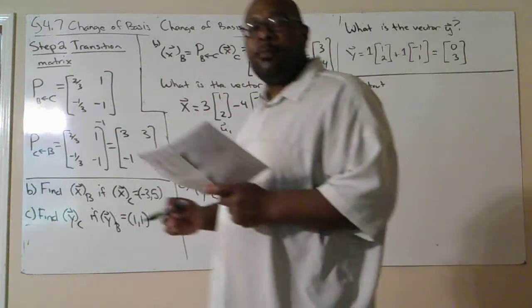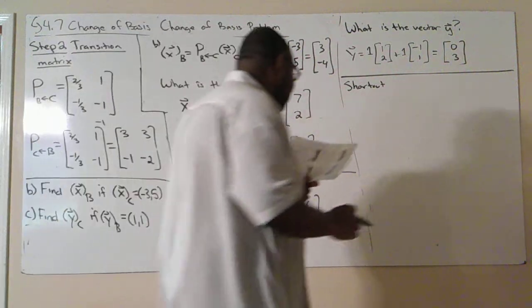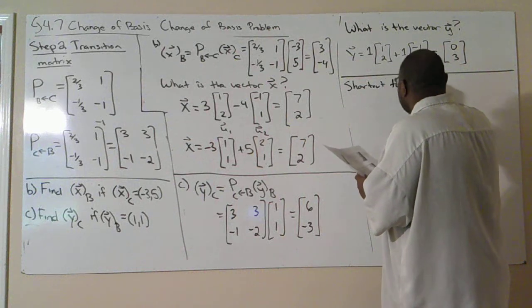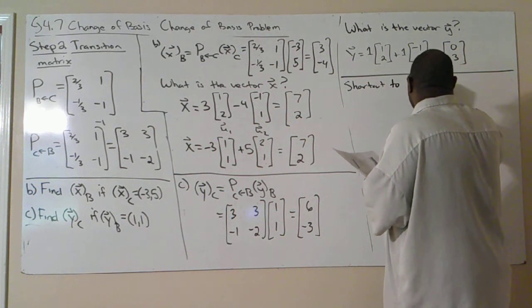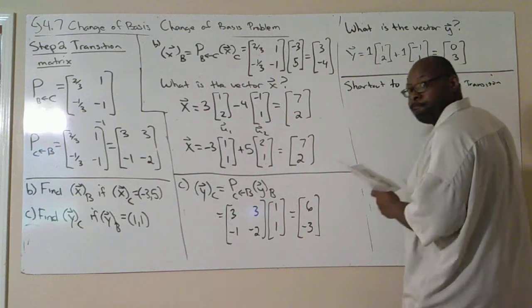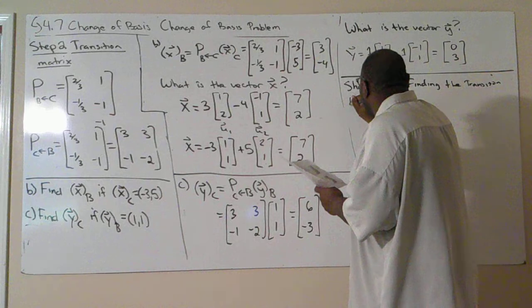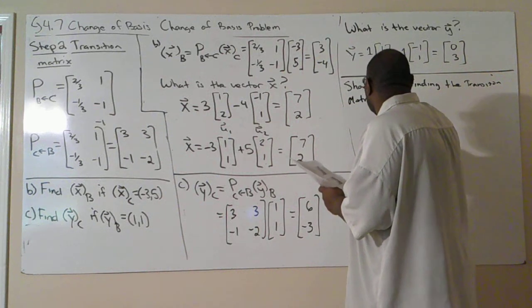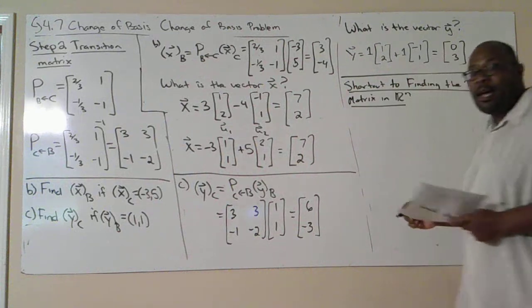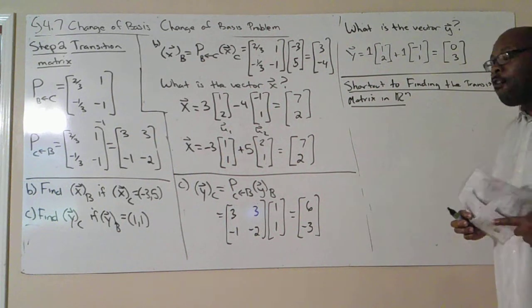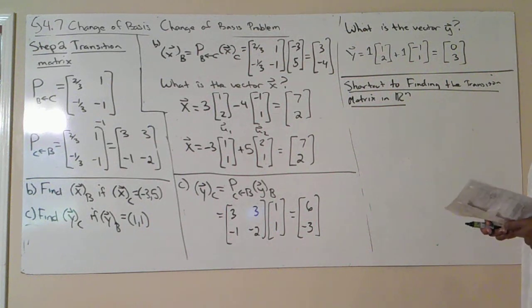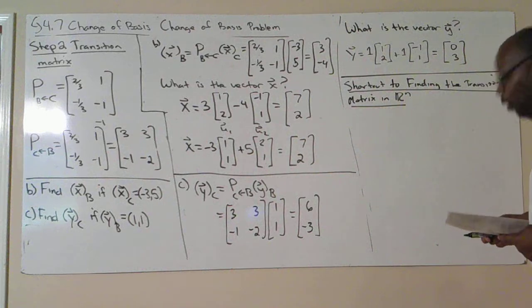Shortcut, I'm just checking to make sure that the battery is still going as we're still recording. Shortcut to finding the transition matrix in Rn. I've had the battery stop in the middle, and I went on for another 20 minutes when I realized it wasn't recording anything. That's always a bad thing. Like, I gotta go back over that same 20 minutes all over again.